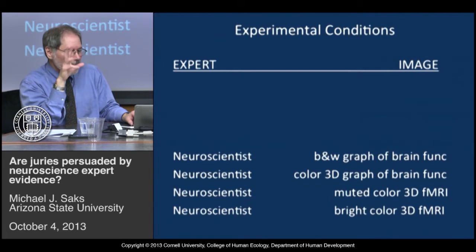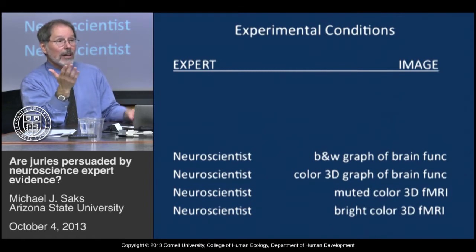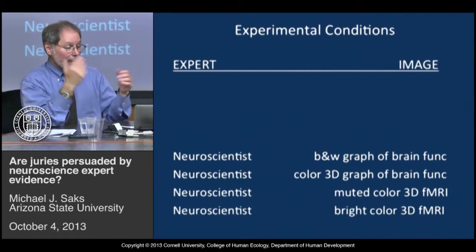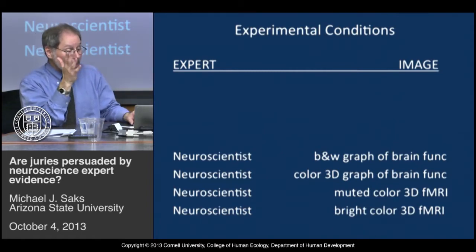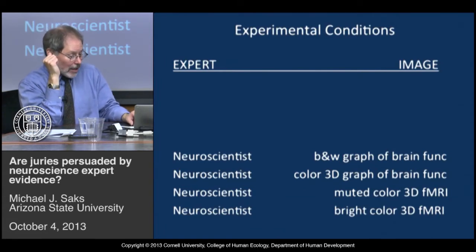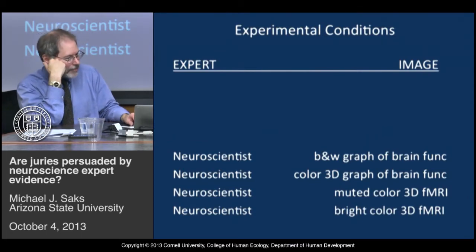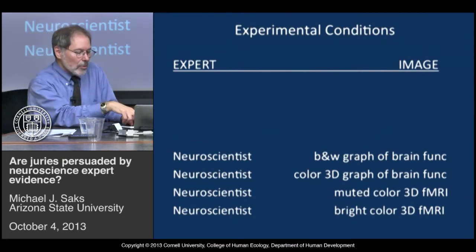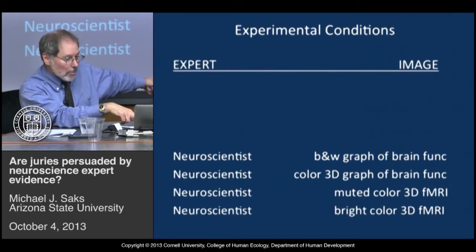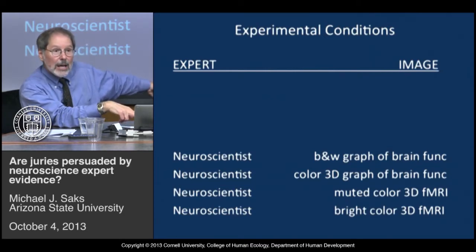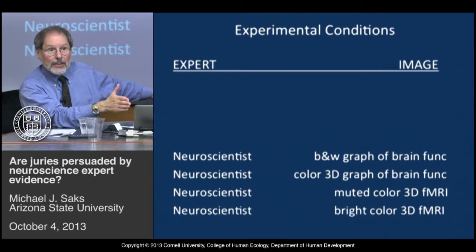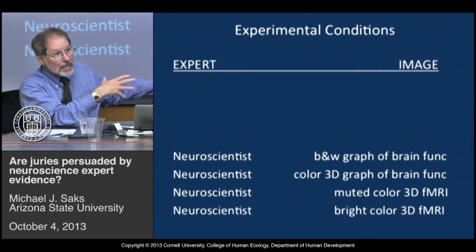What if instead of a picture of the brain, we present the same information in a color graph of the brain function? Or what if it's a black and white graph of brain function? Same information in all of these, but a different image. So that if we got an effect for that bottom one, the bright three-dimensional fMRI, and we didn't get an effect for the others, then we'd know that it's something about the color.